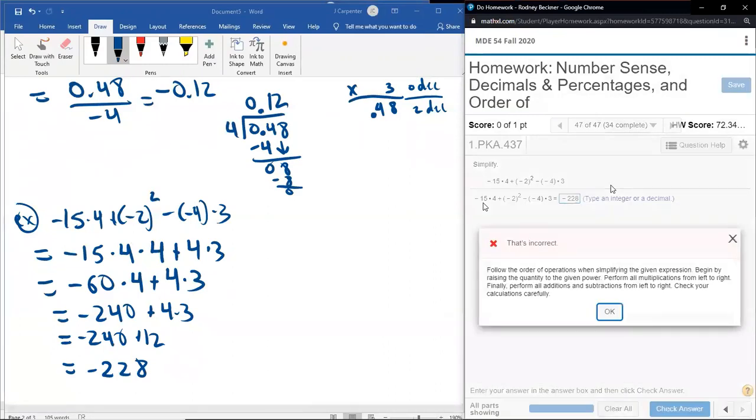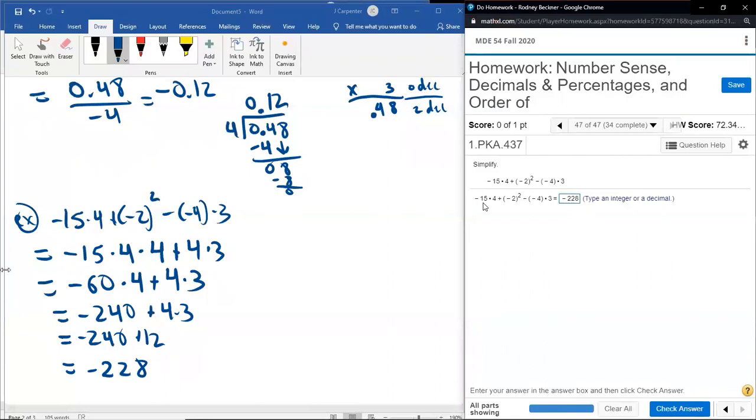That's incorrect. Where did we go wrong? So we said our 15 times 4 was 60. Our 60 times 4 was 240. We had our, this became a plus 4 at the end. 4 times 3 was 12. Did I copy the problem right? Negative 15 times 4 plus negative 2 squared minus negative 4 times our 3. 4.